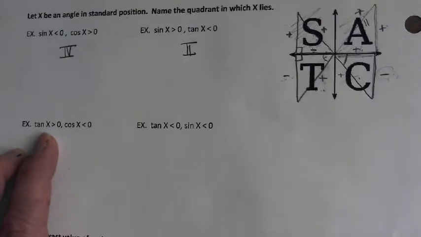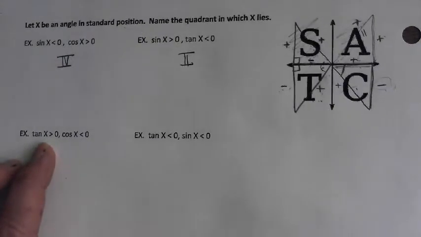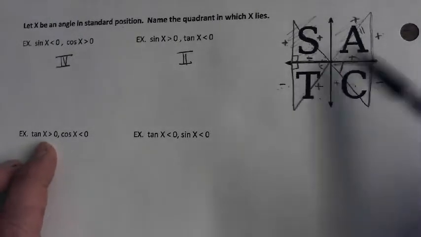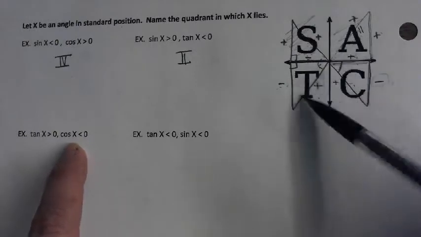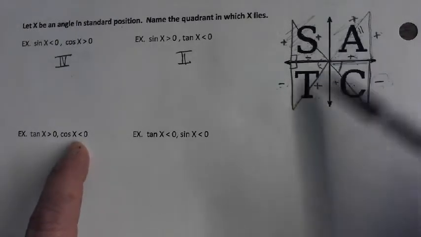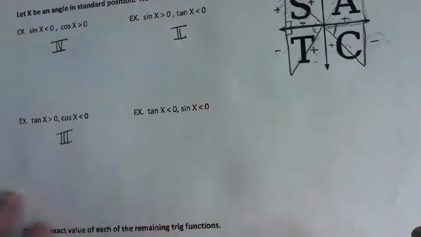In this next one, tangent is positive, so which two quadrants does that boil it down to, Kaylee, if tangent is positive? Okay, so first or third. And then to boil it down further, if cosine is less than 0, Aiden, which one is it? First or third? Third, perfect. We get that now? Okay, let's jump to the last one.